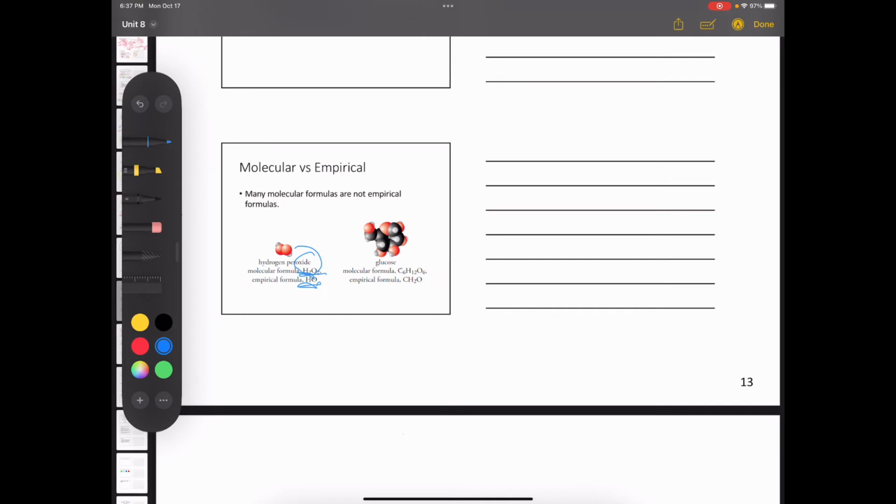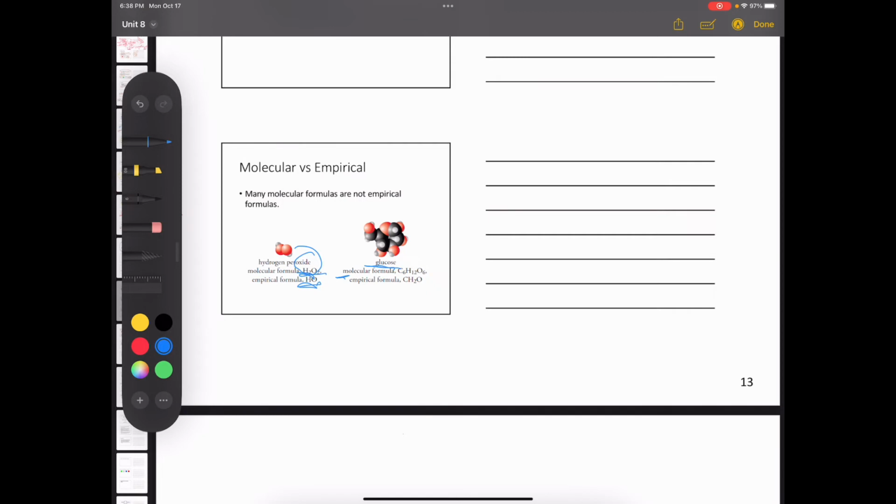Same thing when you're looking at something like glucose. Some books, when they are talking about the molecular formula for glucose, will have it as C6H12O6, which means 6 carbons, 12 hydrogen atoms, and 6 oxygens.